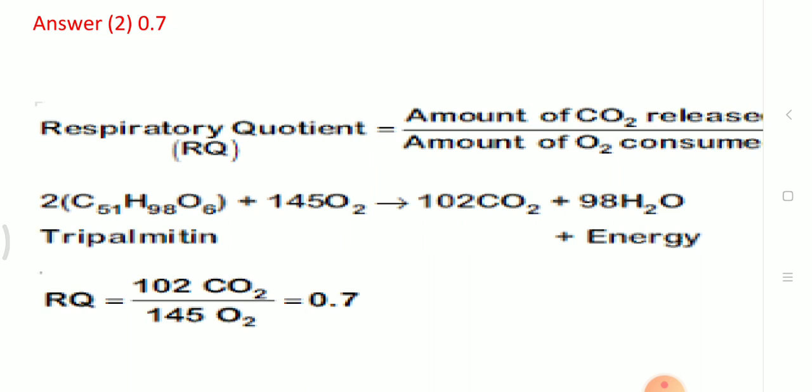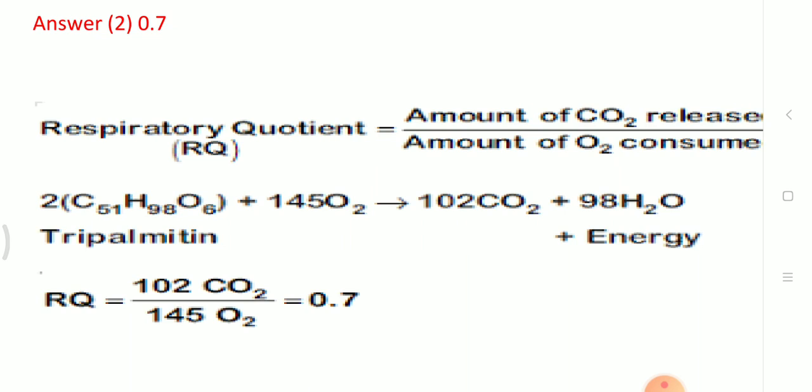So what will be the RQ value? On the right hand side, the product side, we have 102 carbon dioxide divided by 145 oxygen. So in this reaction 102 molecules of carbon dioxide are released and 145 molecules of oxygen are used. So the ratio comes to 0.7.